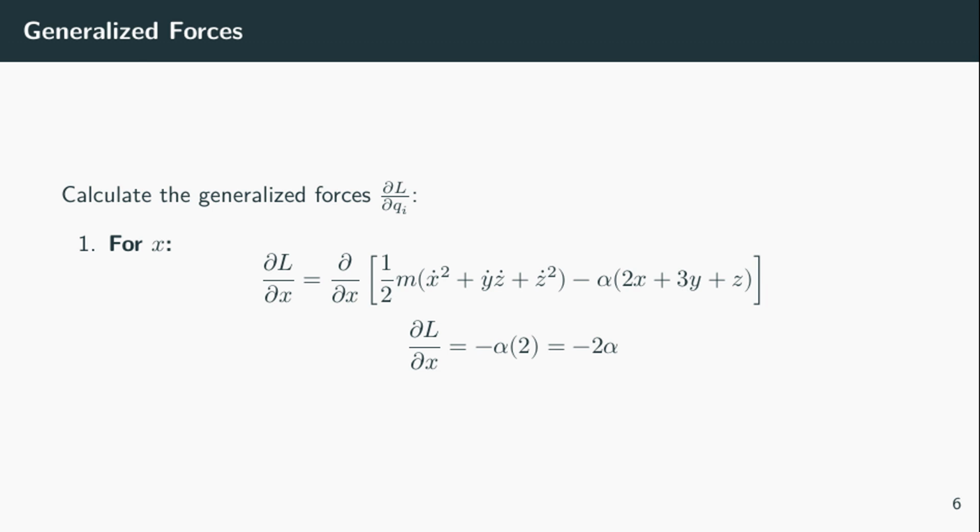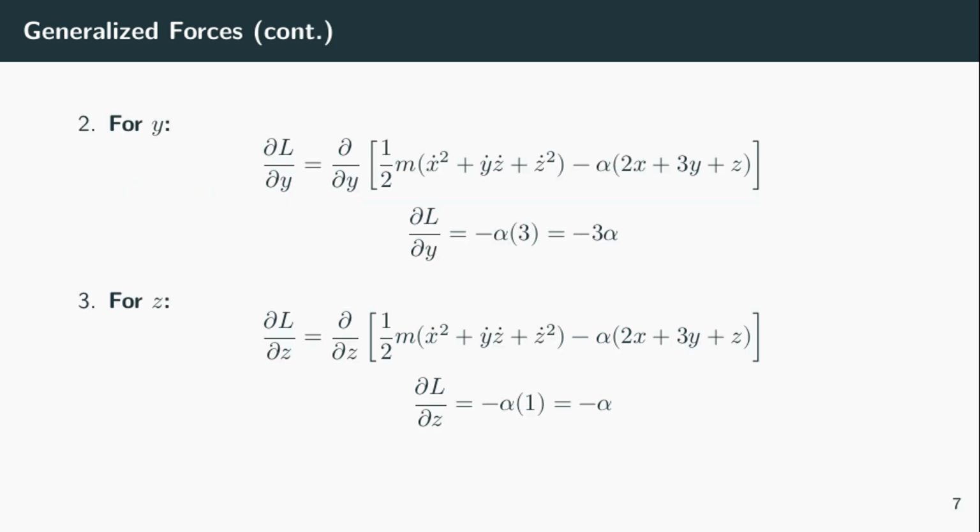Now let's calculate the generalized forces. These are given by the partial derivative of the Lagrangian L with respect to the coordinate q_i itself. First, for x, we calculate the partial of L with respect to x. Looking at our Lagrangian, the only term with x in it is the minus alpha times 2x term. The partial derivative with respect to x is simply minus alpha times 2, which is minus 2 alpha. So the partial of L with respect to x is minus 2 alpha. Notice this is not 0, so p_x is not conserved by itself.